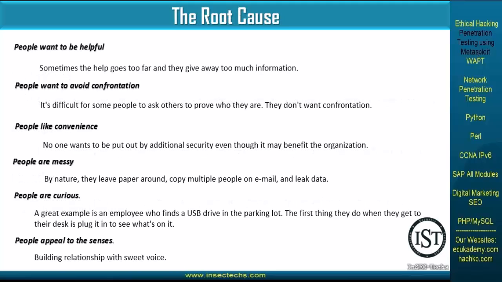And what is the main root cause here? The first point is that people want to be much more helpful. Sometimes people go too far and give away a lot of information.